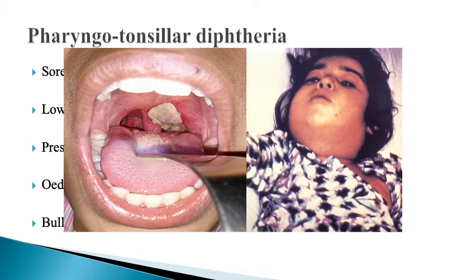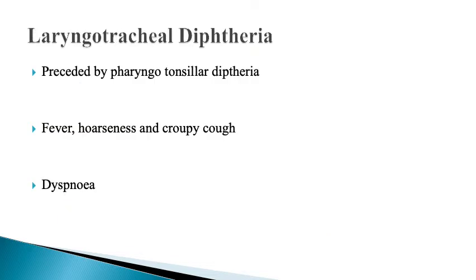the submandibular region. Coming to the laryngotracheal diphtheria, it is usually preceded by pharyngotonsillar disease and is associated with fever, hoarseness, and croupy cough at presentation. And initially, it may be clinically indistinguishable from viral croup or epiglottitis. Dyspnea may soon follow because of the obstruction caused by the membrane. This obstruction may even cause suffocation if not promptly relieved by intubation or tracheostomy.